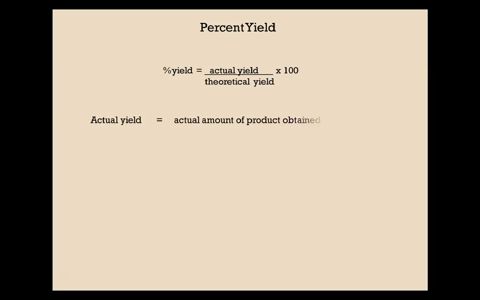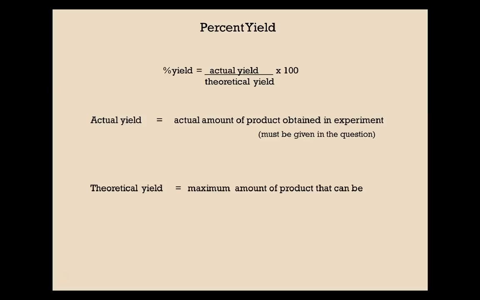The actual yield is the actual amount of product obtained in the experiment. Now, this must be given in the question. Unless, of course, you do the experiment yourself, you can then obtain the product and measure it or weigh it, and that would be your actual yield. But in almost every case, you will be given the actual yield in the question. Now, the theoretical yield is the maximum amount of product that can be obtained theoretically. And this is done by calculation using stoichiometry. So you have to know how to do stoichiometry. If you're not sure or need to be refreshed on it, you should go back and do that, because we're going to apply the stoichiometry principles here.